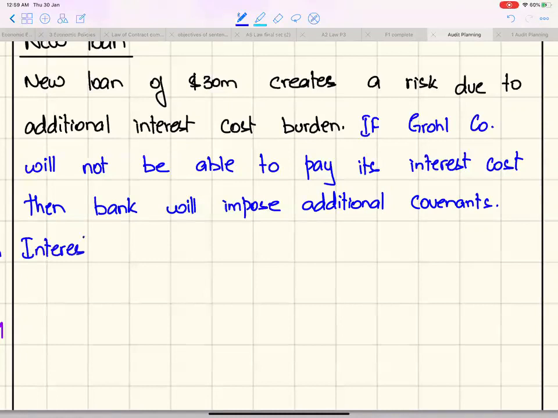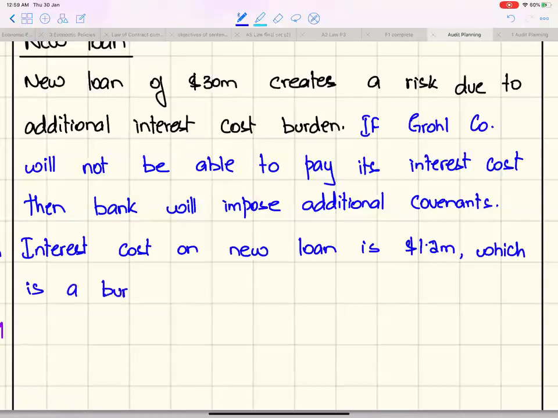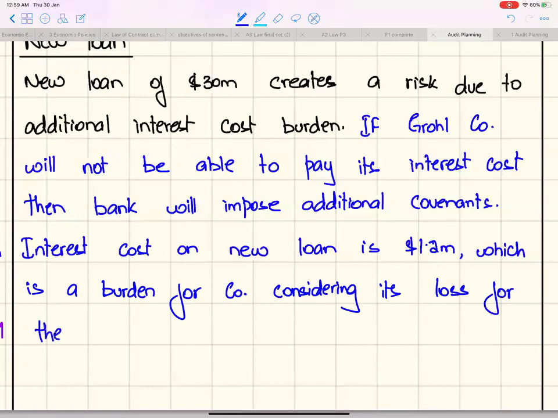Interest cost on the new loan is 1.2 million because $30 million is the loan amount and 4% is the interest rate. Interest cost on the new loan is 1.2 million, which is a burden for the company considering its loss for the year. So it's a burden.